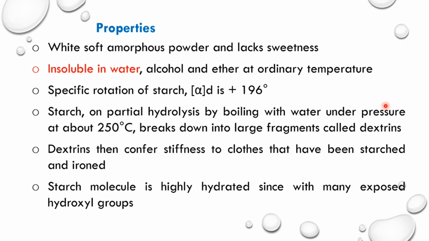Then the properties of starch: it's a white soft amorphous powder and lacks sweetness. It's insoluble in water, alcohol and ether at ordinary room temperature. Specific rotation of starch is plus 196 degrees. Starch on partial hydrolysis by boiling with water under high pressure at about 250 degrees Celsius breaks down into large fragments called dextrin. This dextrin confers stiffness to clothes that have been starched or ironed.